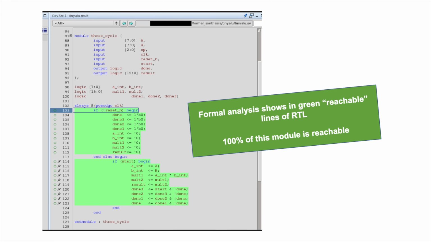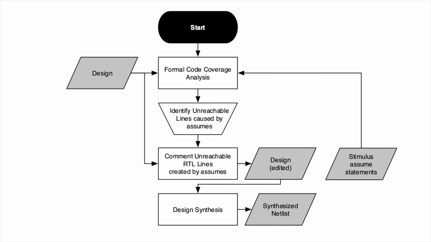So now let's look at the flow diagram, a zoomed in view of part of it. What we're going to do is start at start, and bring in the design on the left, and do formal code coverage analysis with the stimulus assume statements. These assume statements are the ones that control what is the possible state space of the stimulus. And then we're going to identify unreachable lines caused by the assumes. We don't need to identify lines that are unreachable for some other reason. We want to look at ones that are only caused by the assume statements.